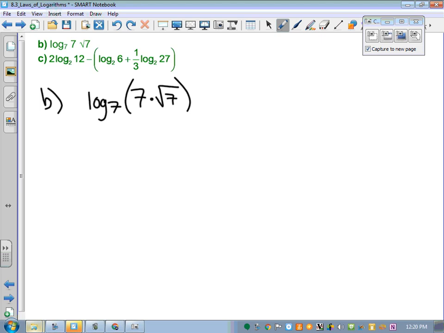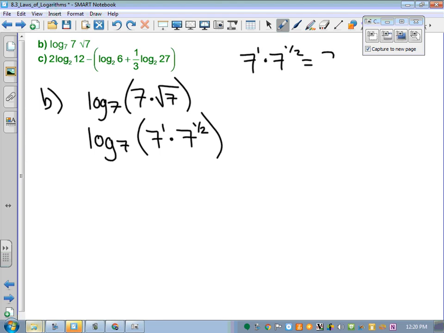So this can be written as log base 7 of 7 to the power of 1 times 7 to the power of 1/2. Now, I know I didn't really need to write 7 as 7 to the power of 1, but I wanted to do that because of the next technique: you could certainly combine these, 7 to the power of 1 times 7 to the power of 1/2 is 7 to the power of 1.5. And if I take log base 7 of 7 to the power of 1.5, this is just equal to 1.5.